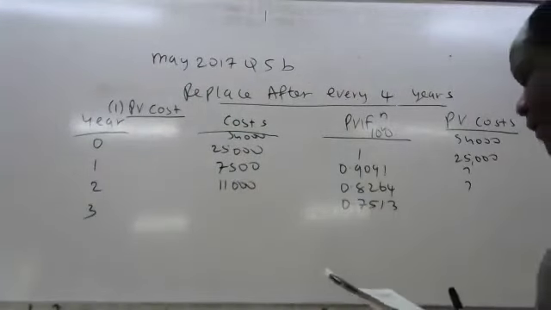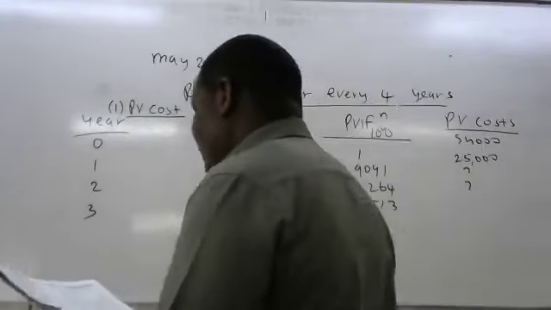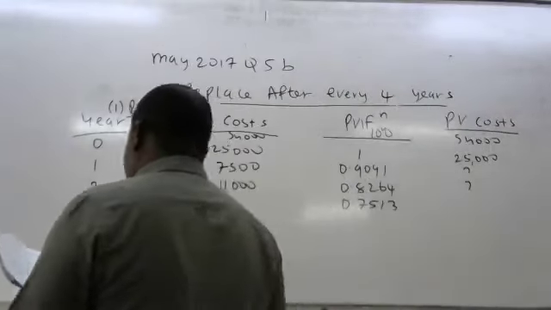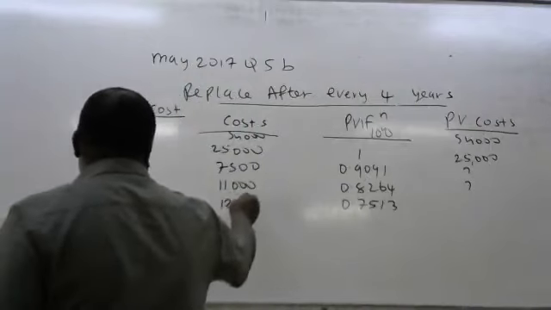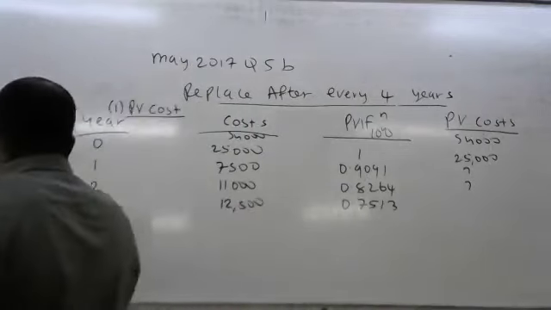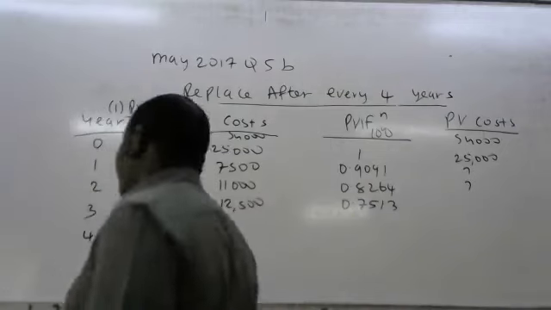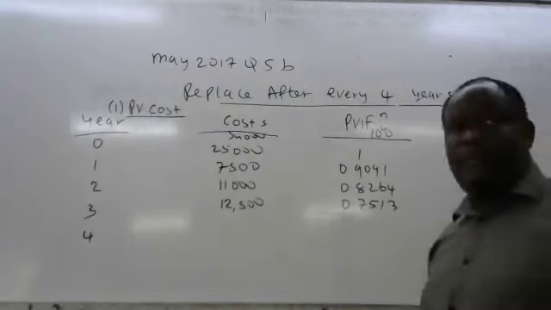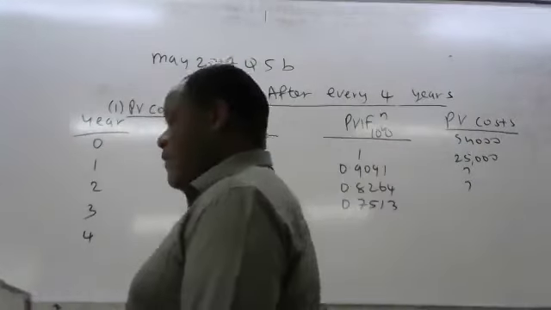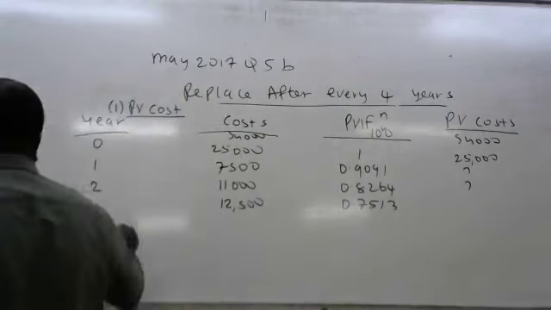So year 3 will not be containing the resale value. Year 3 will just be 12,500. Then now you factor in year 4.